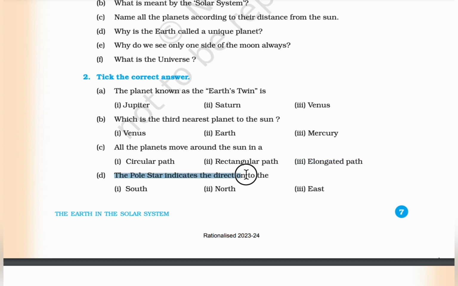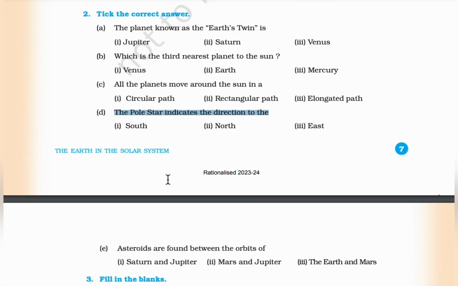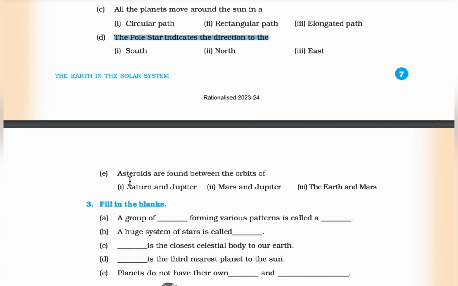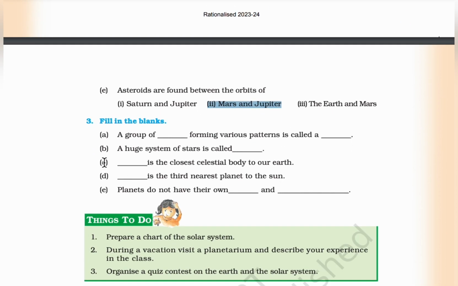Next is, the pole star indicates the direction to the north. Okay, so the pole star is also called the North Star. Next, asteroids are found between the orbits of Mars and Jupiter. Next is, fill in the blanks. A group of stars forming various patterns is called a constellation. So the Ursa Major constellation or Big Bear constellation is the big constellation.